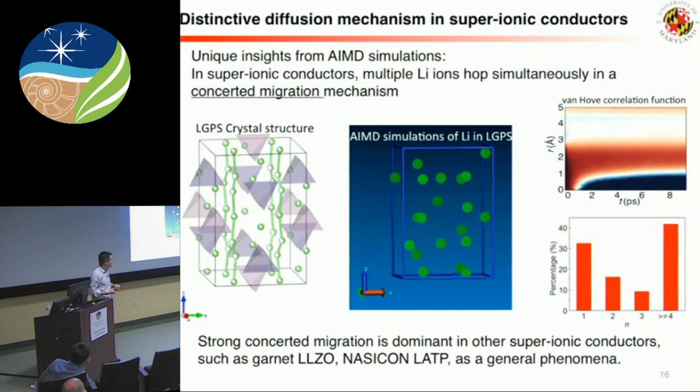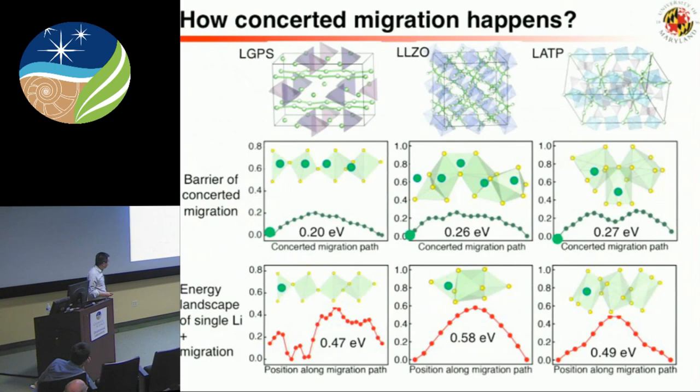Okay, and we also confirm this in other superionic conductors, such as garnet, LLZO and NASICON. In all of these materials, lithium actually moves in groups, some of them moving all together, on a time scale of a few picoseconds. So why is that?